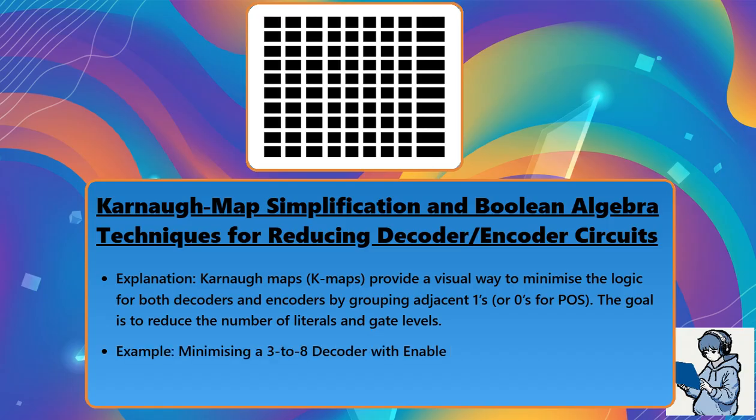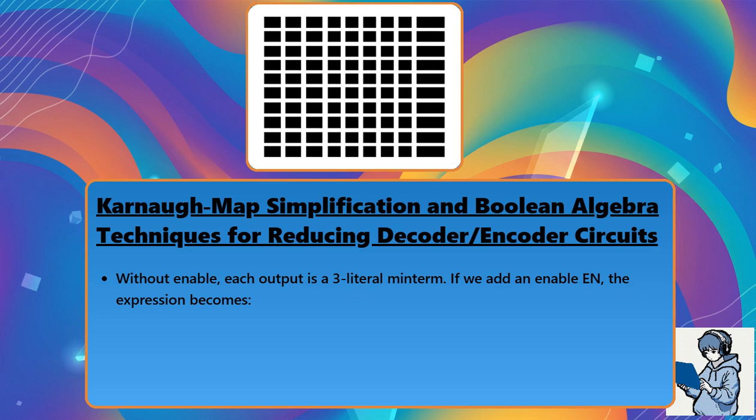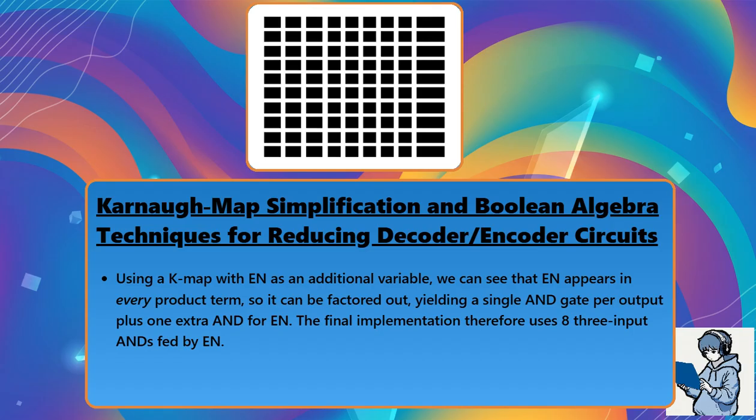Example: minimizing a 3 to 8 decoder with enable. Without enable, each output is a 3 literal minterm. If we add an enable n, the expression becomes y sub k equals n times minterm sub k. Using a K-map with n as an additional variable, we can see that n appears in every product term, so it can be factored out, yielding a single AND gate per output plus 1 extra AND for n. The final implementation therefore uses 8 3-input ANDs fed by n.